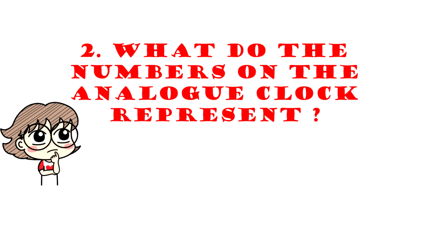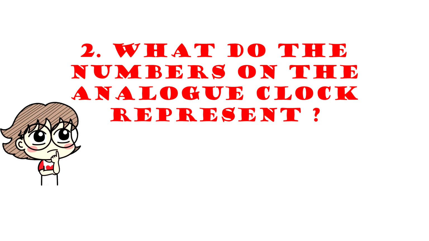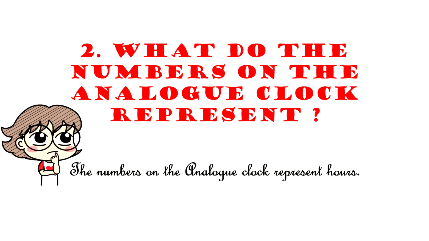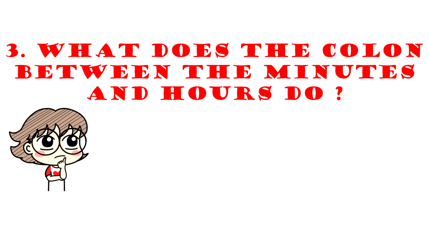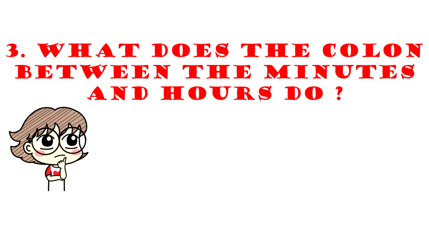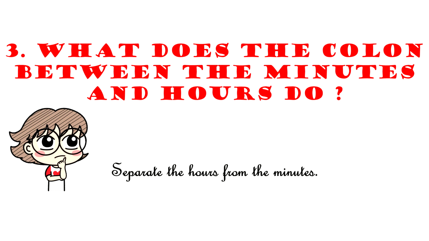Next question. What do the numbers on the analog clock represent? The numbers on the analog clock represent the hours. What does the colon between the minutes and hours do? Okay, so now let's reveal the answer. And the answer is that the colon between the minutes and the hours separates them from each other.